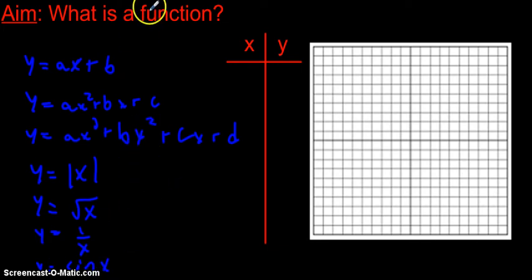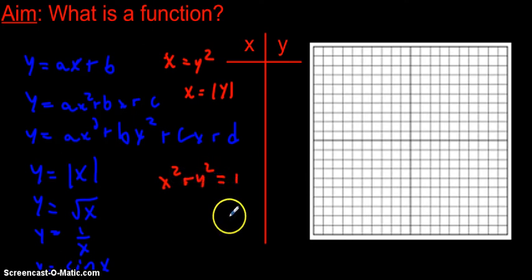Ones that don't would be lines such as this. X is equal to y squared. That would be the sideways parabola. X is equal to the absolute value of y. That's a sideways absolute value function. There are a couple others that fail. The circle, x squared plus y squared equals 1. So any circle would fail. Well, r squared. All circles fail.